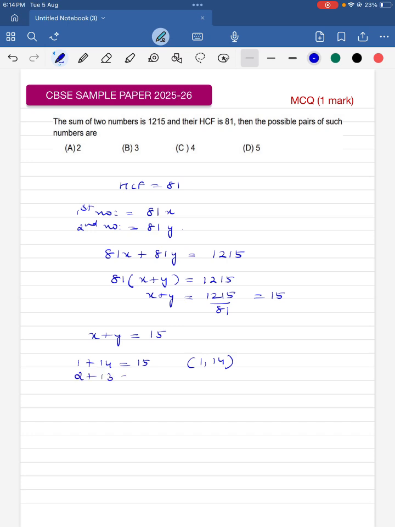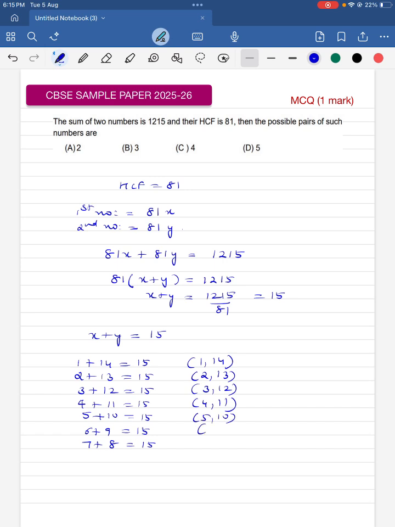2 plus 13 is equal to 15. 3 plus 12 is equal to 15. 4 plus 11 is 15. 5 plus 10 is equal to 15. 6 plus 9 is equal to 15. 7 plus 8 is equal to 15. So these are the possibilities. Now here the combinations are 1 and 14, 2 and 13, 3 and 12, 4 and 11, 5 and 10, 6 and 9, and 7 and 8.